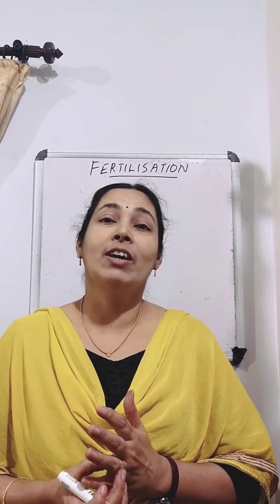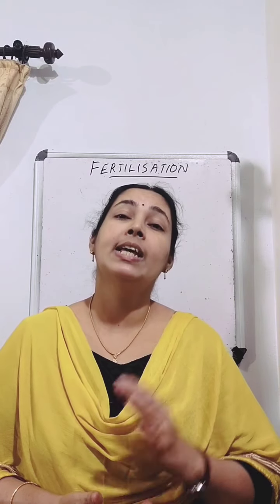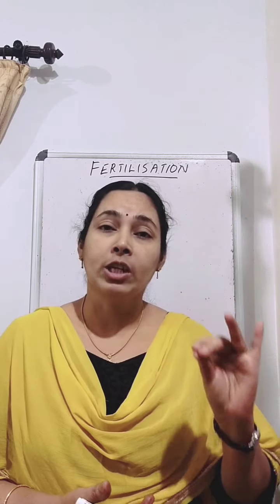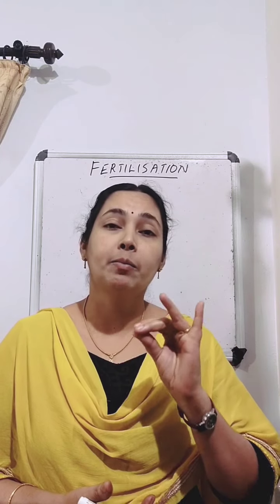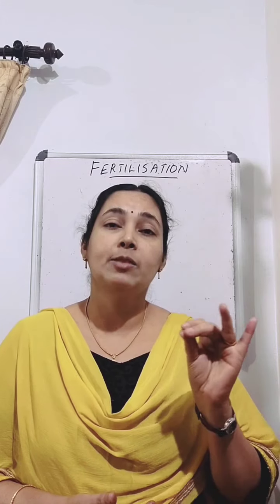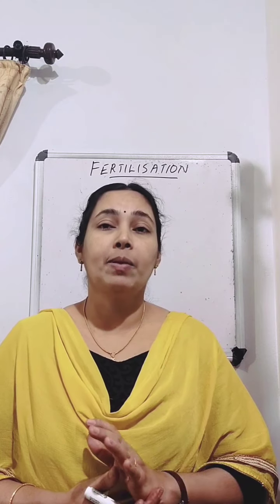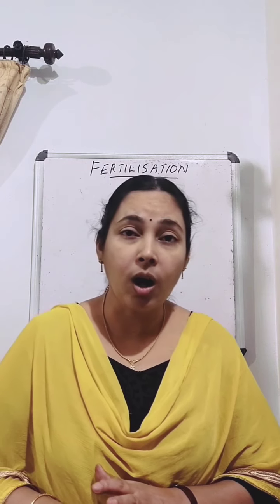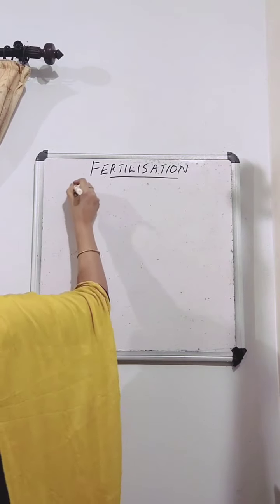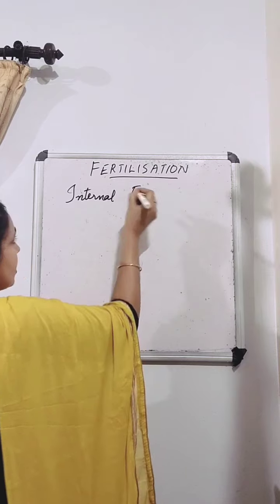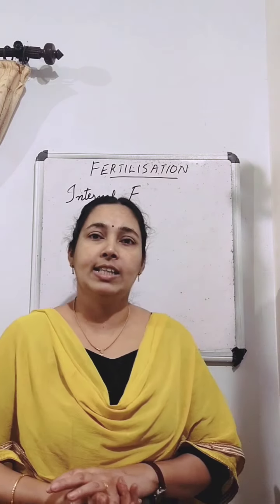In last class, we were discussing fertilization in human beings. And we saw that fertilization in human beings takes place inside the mother's body, that is in the oviduct. Fusion of the male gamete and female gamete takes place inside the oviduct that is present inside the mother's body. So fertilization that takes place inside the female body is called internal fertilization.